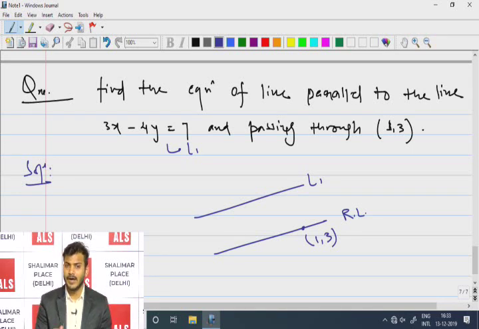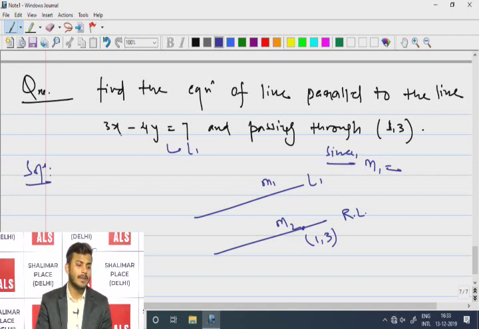What is the value of m, small m? How can you find the small m value? Small m is going to be from m1 equals m2, isn't it? If these two lines are parallel, that means whatever the slope of this line, it will be the same as this line, because we have a well-known condition, that is m1 equals m2 if two lines are parallel. So what is the m1 value here?